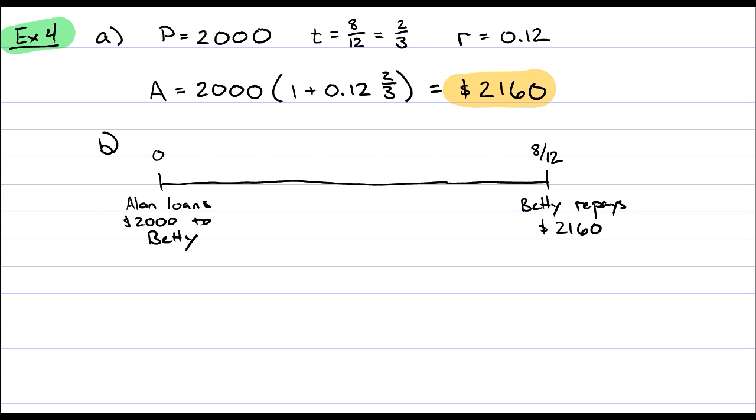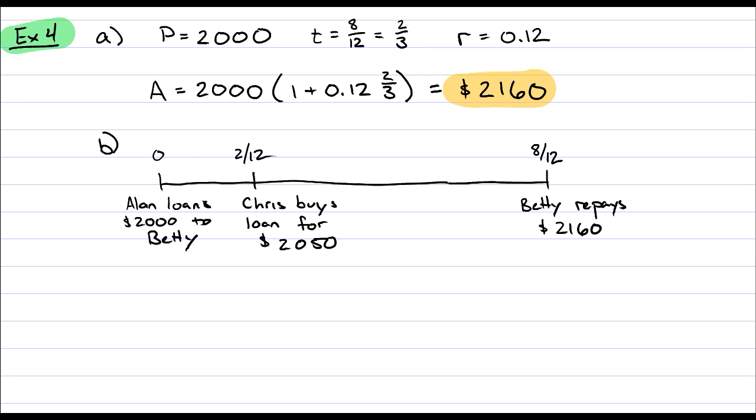But now in part B, it says that after 2 months, so this is 2 over 12, Alan needs money, so he sells the loan to Chris. So what that means is now Chris is the holder of the loan, and Betty will have to repay the money to Chris instead of Alan. So Chris buys the loan at time equals 2 over 12, and he pays $2,050 for the loan.